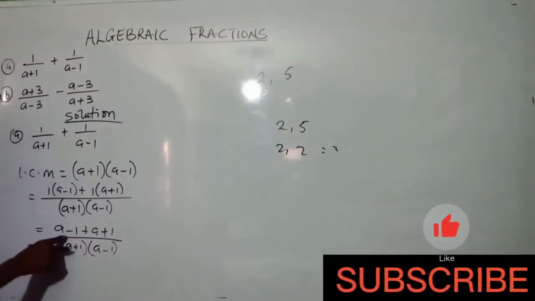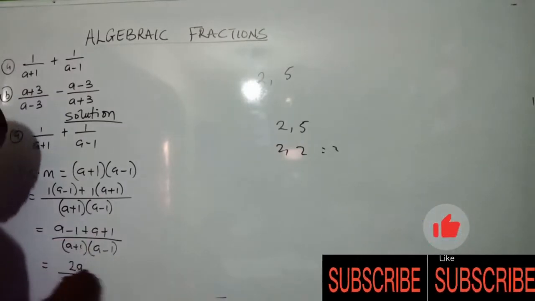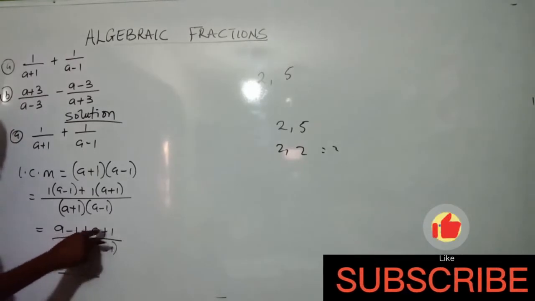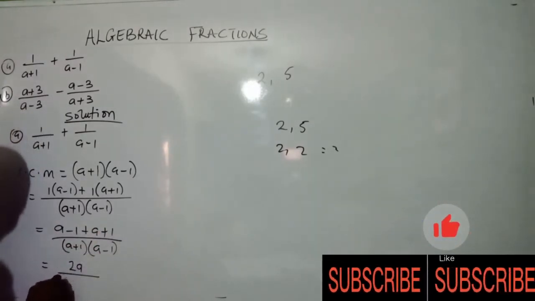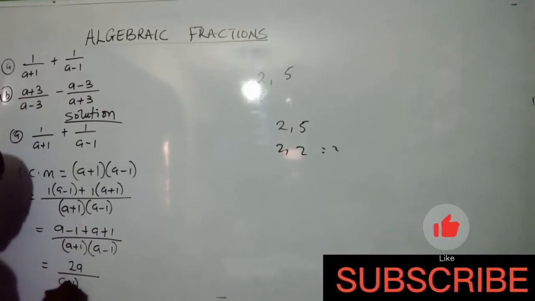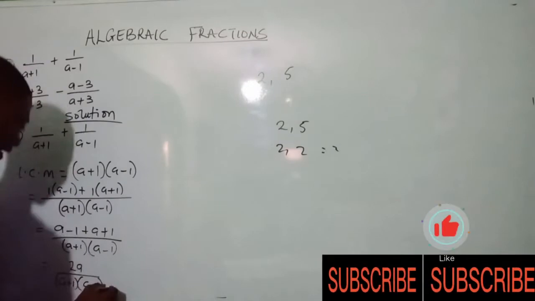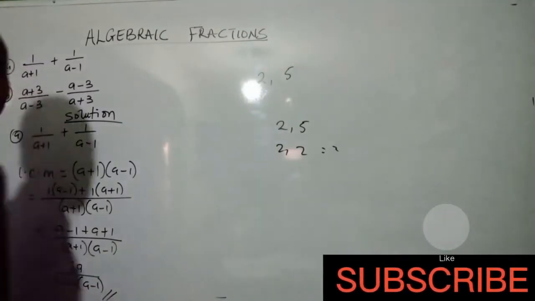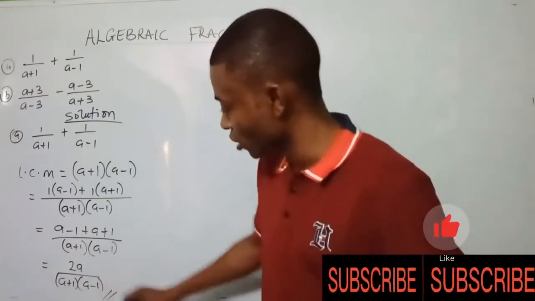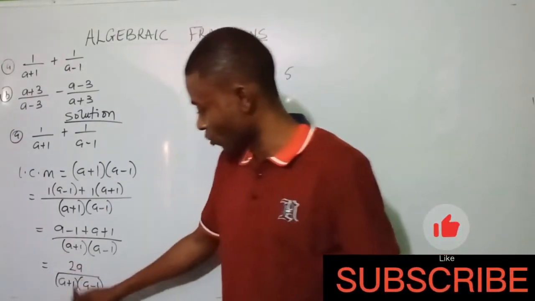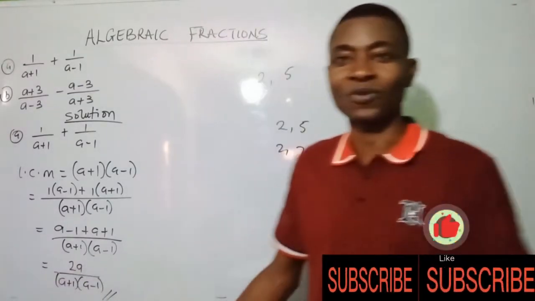So this equals to what? A plus a is equals to what? 2a over minus 1 plus 1, that is what? 0. So our answer is what? 2a over open bracket a plus 1 open bracket a minus 1. So that is our final answer to that question. It's not difficult at all. Very, very simple. So our answer is 2a over a plus 1 open bracket a minus 1.